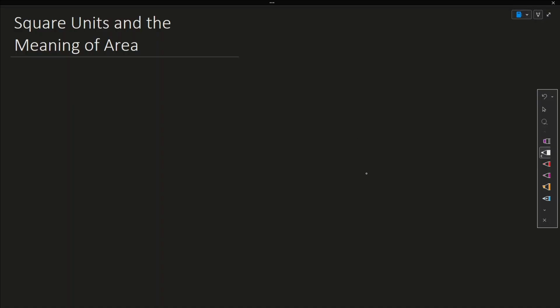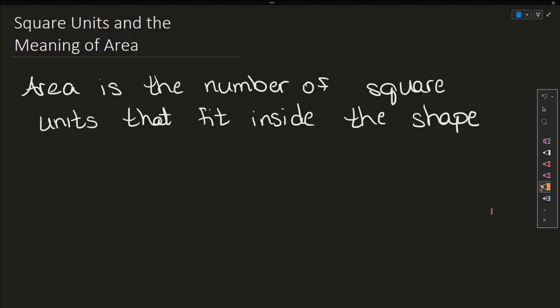the idea of area more precise. Area is the number of square units that fit inside the shape. And we want to notice this phrase, square units, as it's really an important one. It matters. Area is measured using squares because squares tile a surface neatly without gaps or overlaps.